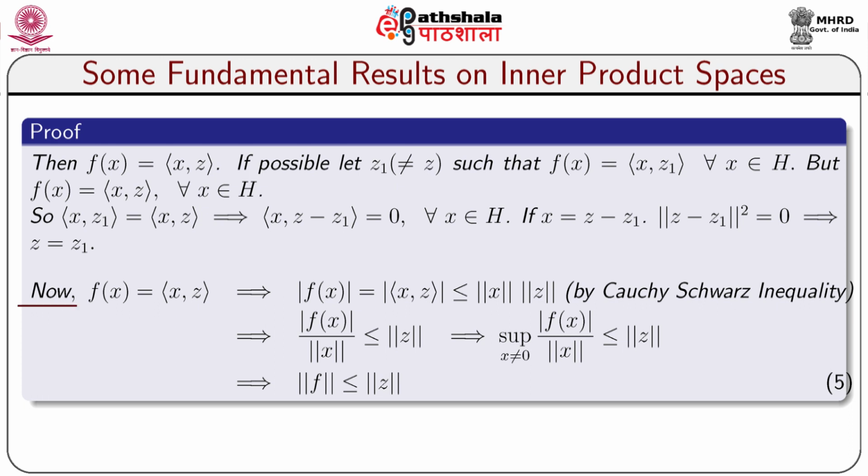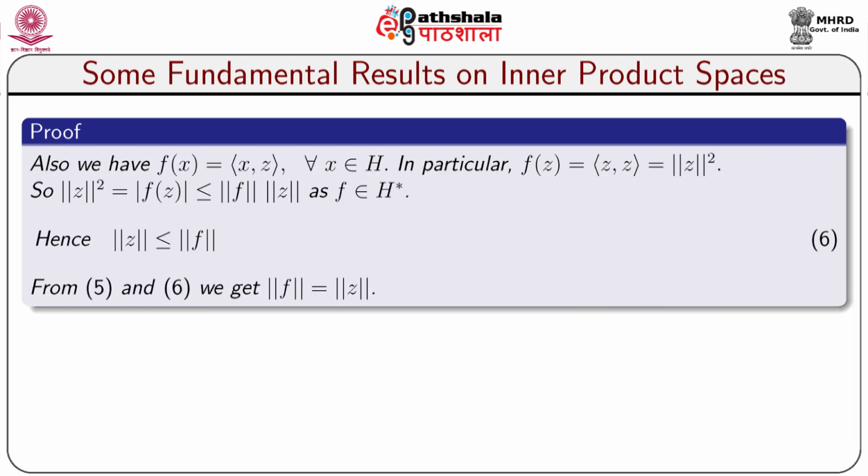Now, f(x) is equal to inner product x comma z, which gives that modulus of f(x) is equal to modulus of inner product x comma z, which by the Cauchy-Schwarz inequality we get modulus of inner product x comma z less than or equal to norm x into norm of z. This implies that modulus of f(x) divided by norm of x is less than or equal to norm z. If we take the supremum, that is supremum over x not equal to 0 of modulus of f(x) divided by norm of x, we see that it is less than or equal to norm of z. Thus, we see that norm of f is less than or equal to norm z.